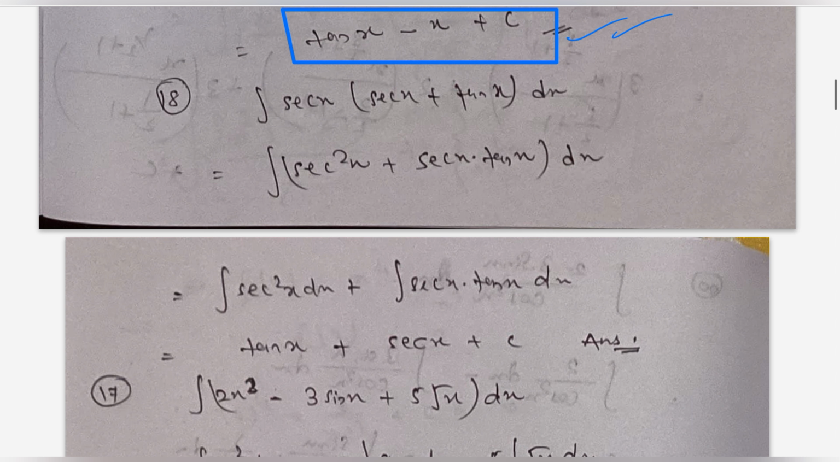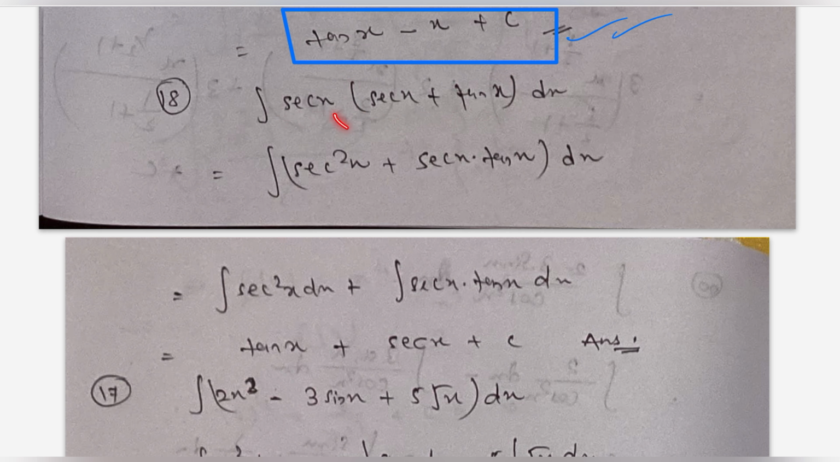Question number 18 is very simple. Okay, in just 2-3 lines you can solve it. So let's just see. This is sec x into sec x plus tan x. So we'll just do multiplication. Sec into sec is sec square x, and then sec into tan is sec into tan. Now just separate the terms and do integration.